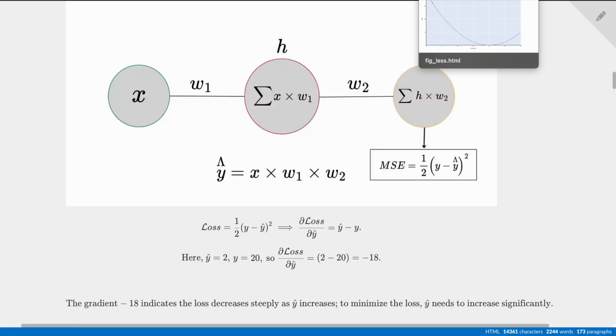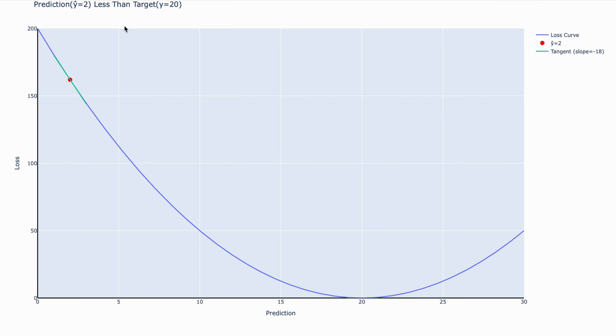Now, as I promised, let's visualize this, okay? Over here, we have our prediction, y hat is equal to 2. And remember, our target is equal to 20. Now, on the x-axis, you see the predictions. On the y-axis, you see the loss.